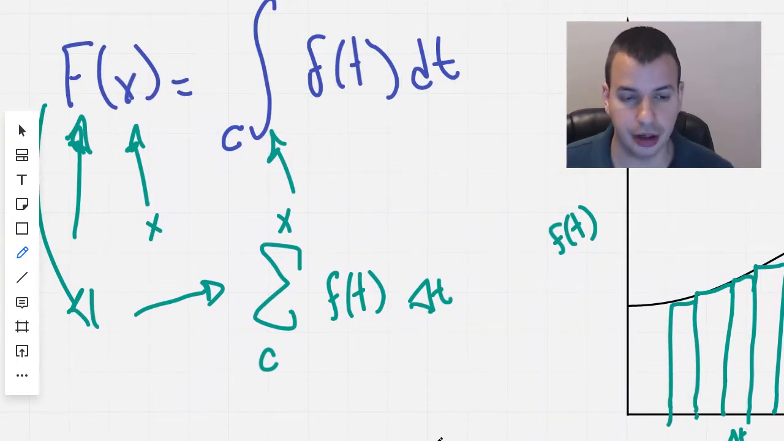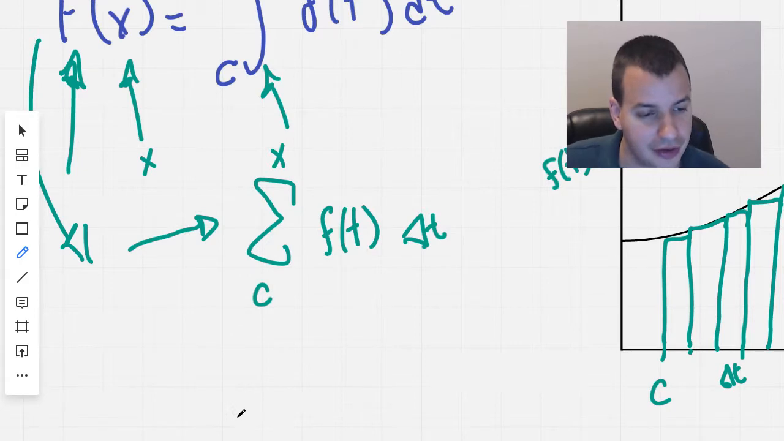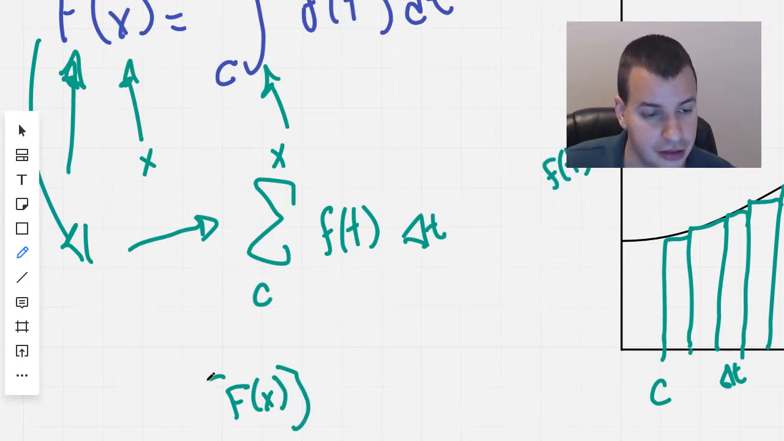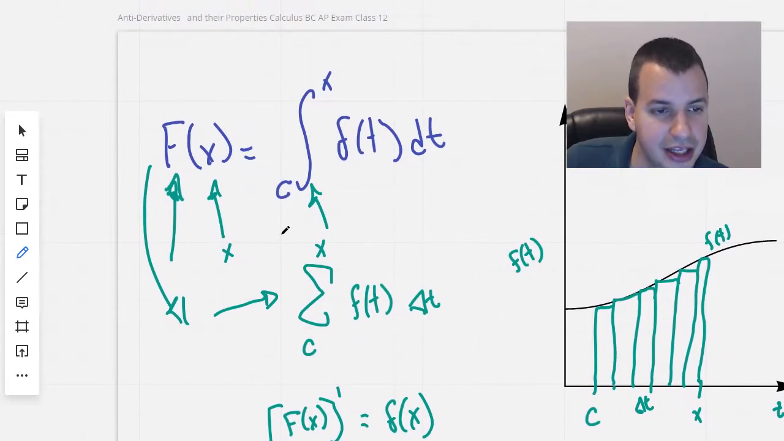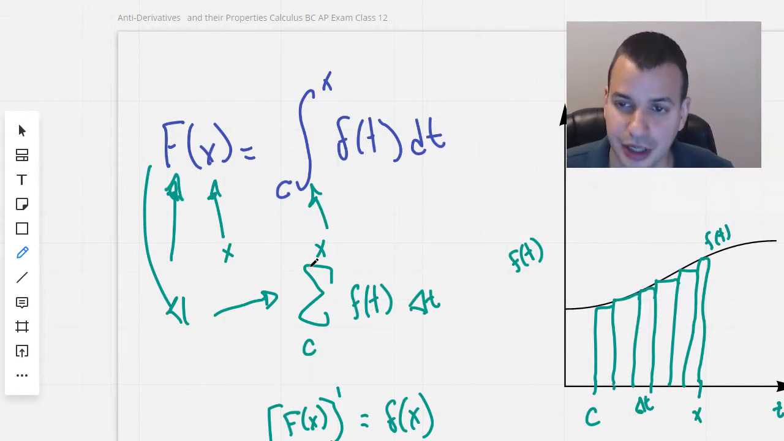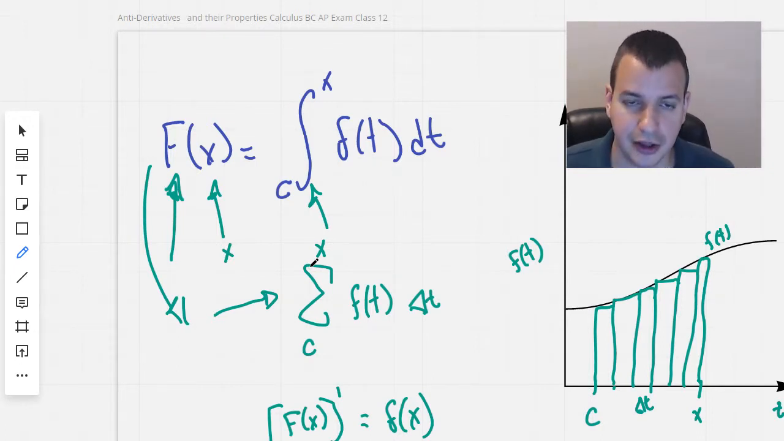A corollary or implication from this is also that the derivative of F of x, the antiderivative, equals f of x. The idea is if you take the derivative of an antiderivative, then you just get the function back, which I've hinted at before and talked about before, but that is specifically stated in the first fundamental theorem of calculus.